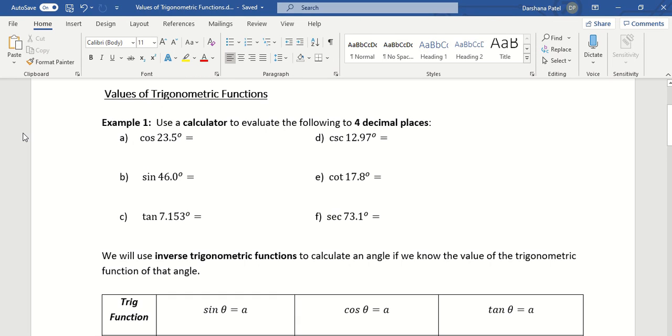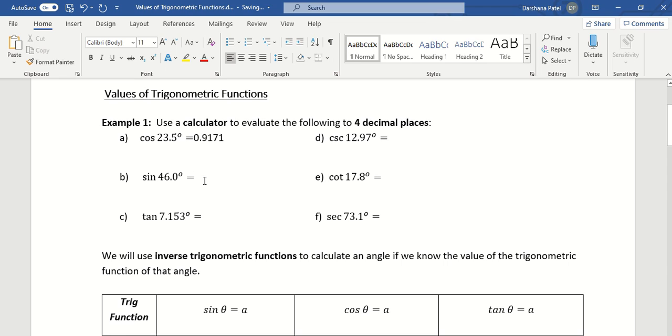Use of trigonometric functions. Let's see some examples. We'll use a calculator to evaluate the following to 4 decimal places. The first one says cos 23.5 degrees. Make sure our calculators are in degree mode, and then we press cos 23.5. The result we should get with 4 decimal places is 0.91706, or 0.9171.